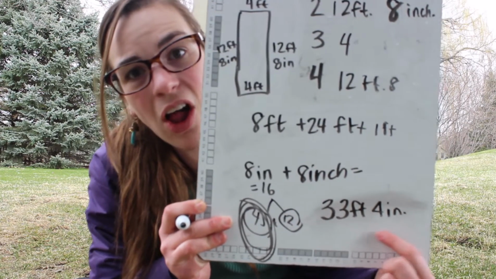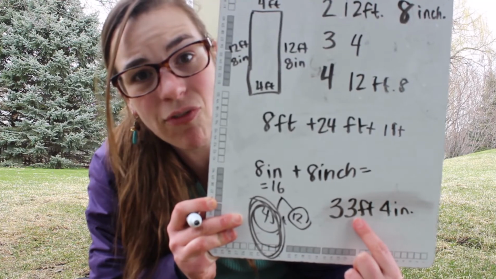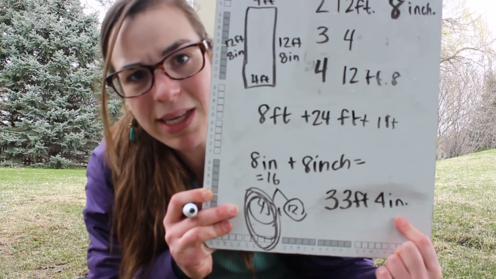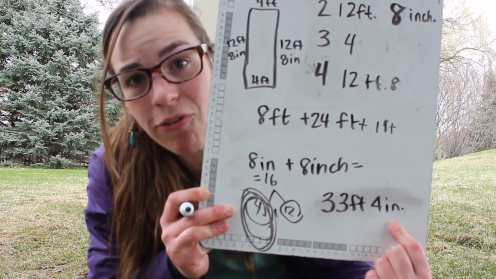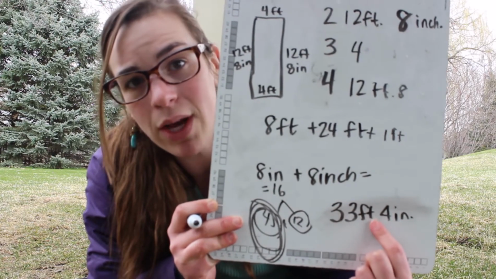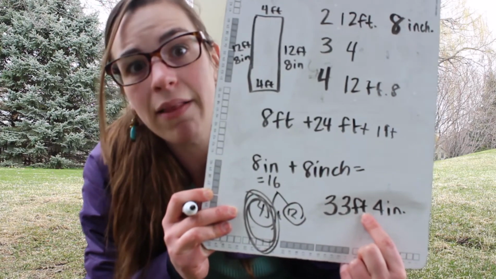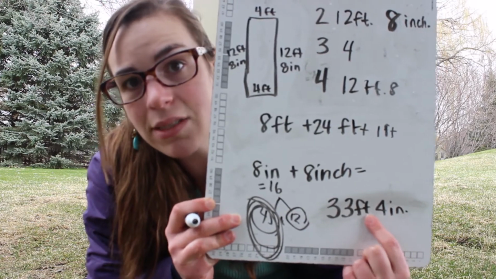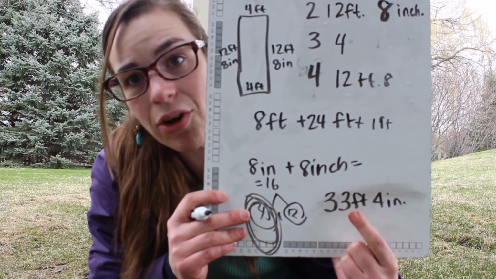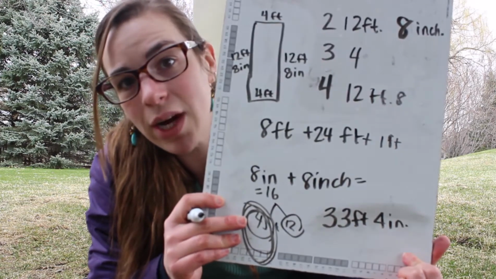So I need all of that. I couldn't get just 33 feet of material because then I wouldn't have enough for those extra 4 inches. So when I go to get material, I'm going to need to get a lot of boards, but ultimately, to go all the way around it, I'm going to need 33 feet, 4 inches. All right.